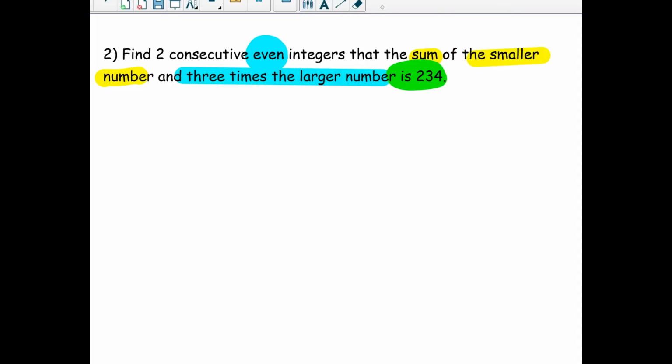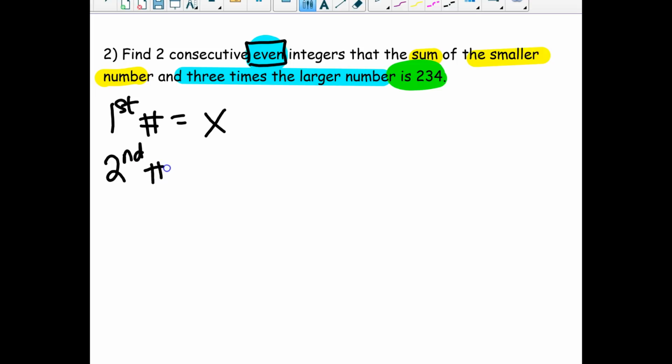234. Okay, so the first thing I need to do, again, is to define my variables. So my first number, or my first even integer, I'm going to call x. And because this is even integers, my second number is going to be x plus 2. So anytime I have even or odd integers, instead of adding 1, they are 2 away from each other on the number line, so I need to add 2.